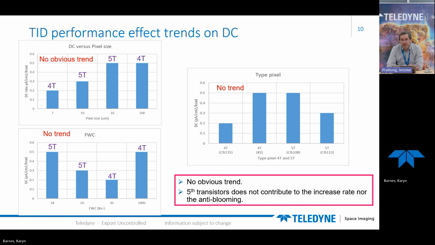This is representing the rate of increase in dark current post-radiation. Obviously, the bigger the pixel, the bigger the dark current pre-radiation and post-radiation. But here we show that the rate of increase post-radiation has no obvious trend following pixel size, full well capacity, and pixel type.